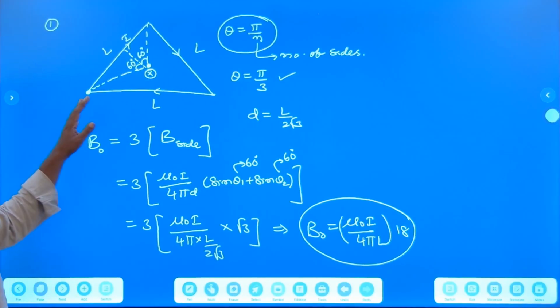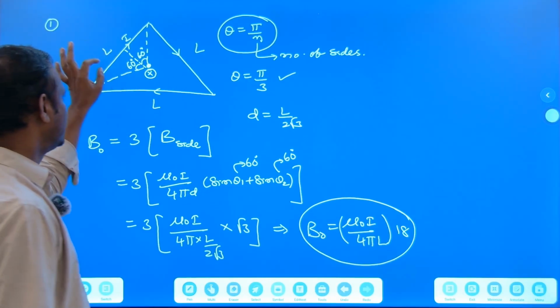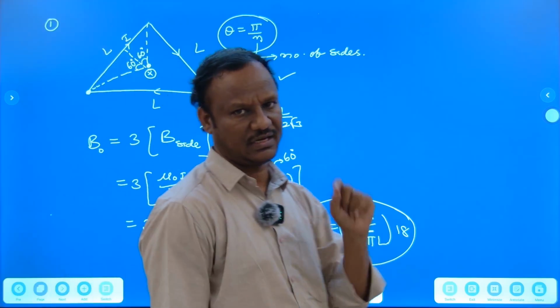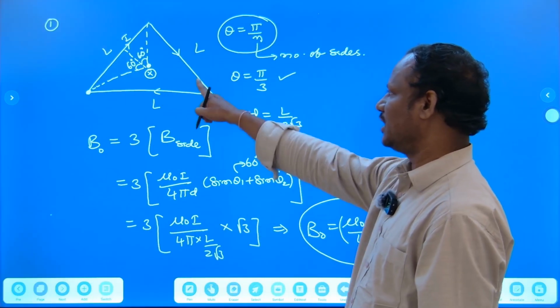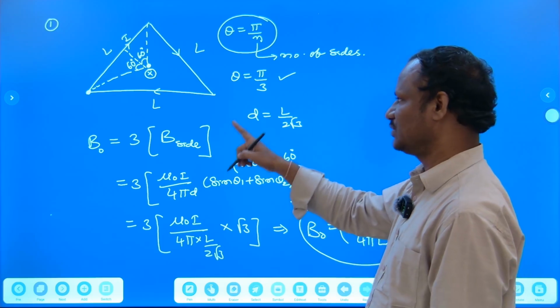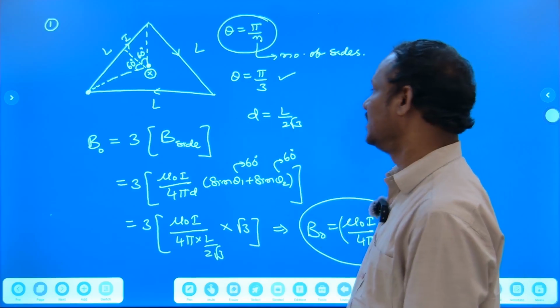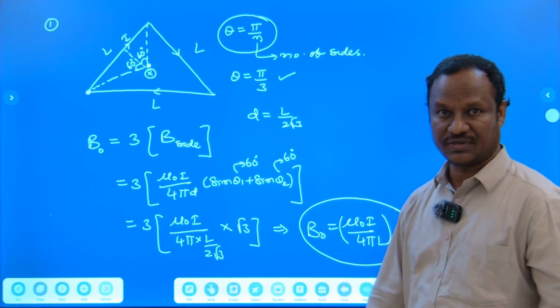Sir, how did you calculate this? By using just the finite wire length formula. For the finite wire length, B naught at the centroid is equal to 3 times B side. Now you can guess that for the square.